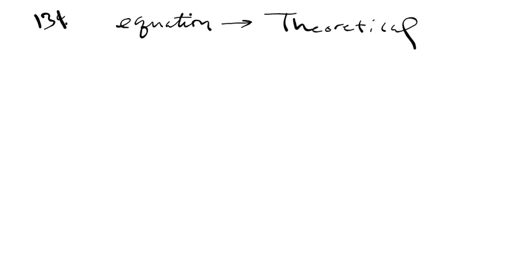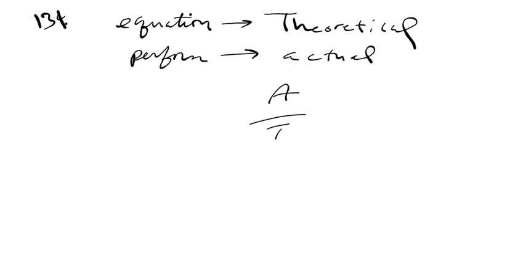When an equation is used to calculate the amount of product that will form during a reaction, the value obtained is called what? We're using an equation. It's not like we're doing it actually in lab. So when you do the equation and you calculate, that is your theoretical. When you actually perform it in lab, that's your actual. And we said if you want percent yield, it would be actual over theoretical times 100. You'll get your percent yield.